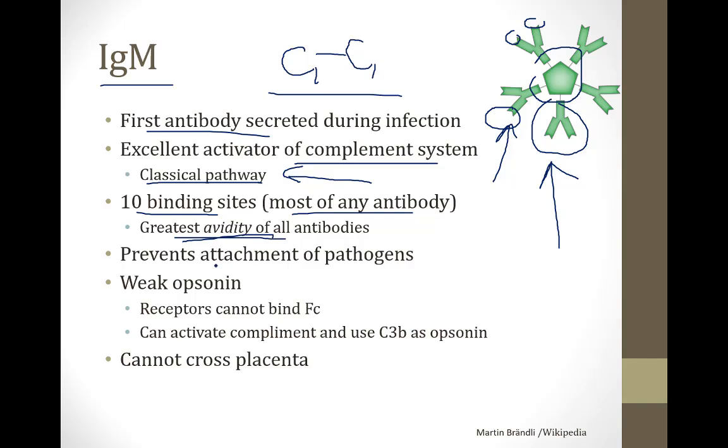IgM often prevents the attachment of pathogens. That's how it works. It's a big molecule, so you can imagine that if it attaches to a bacteria, for example, it will get in the way of that pathogen's ability to attach to surfaces within our body.